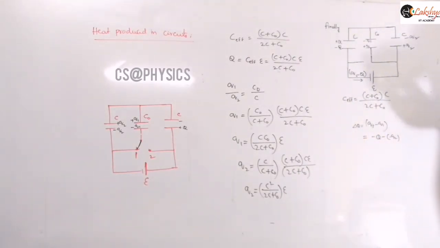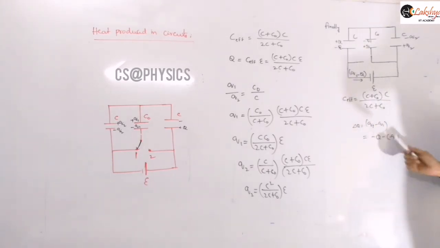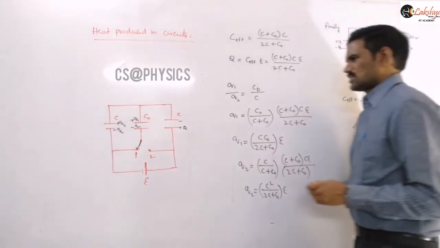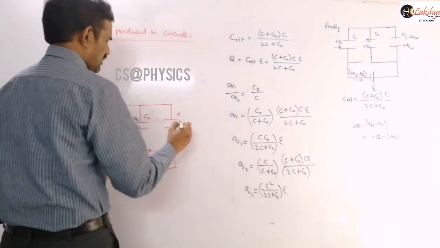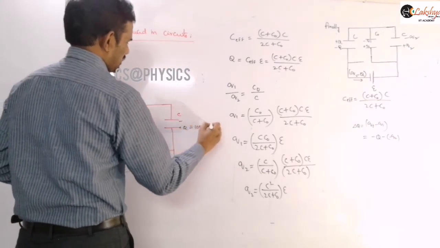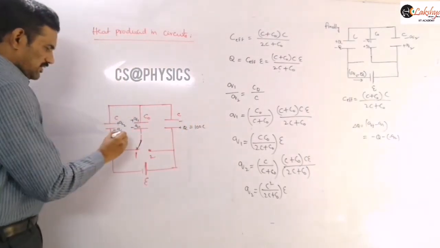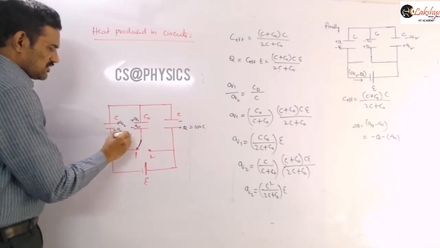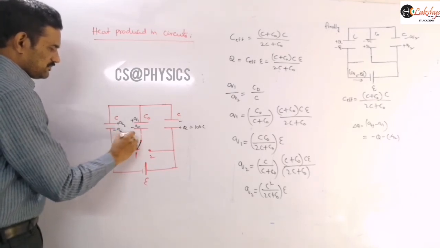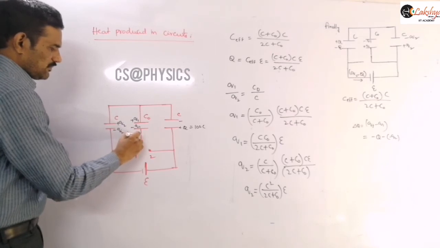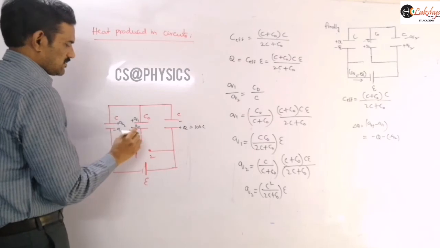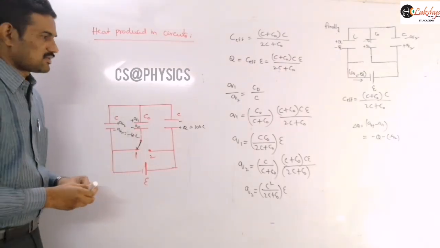Is it clear? We need to consider the final charge minus the initial charge here. Let us take a simple example. If you take this charge as 100 coulombs, and this charge, the Q2 value, is minus 60 coulombs. We are assuming it like this.